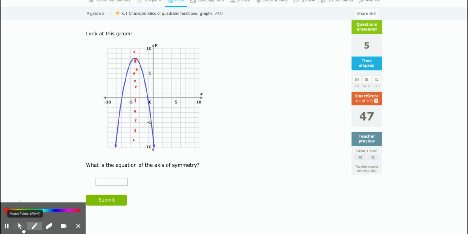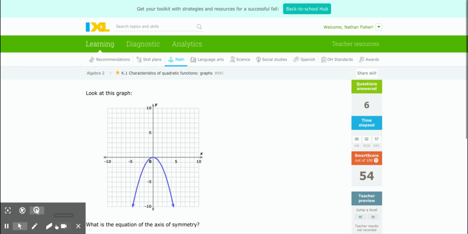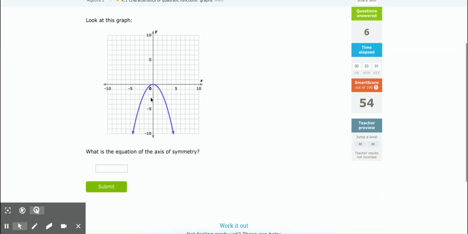So I have to figure out what x value is that. So if I'm counting to the left, 1, 2, 3, 4. Remember, it wants an equation. So x equals negative 4. The reason it's x equals is because all the x values on this line are the same. So a straight up and down line is going to be x equals rather than y equals. Okay, all cleared.